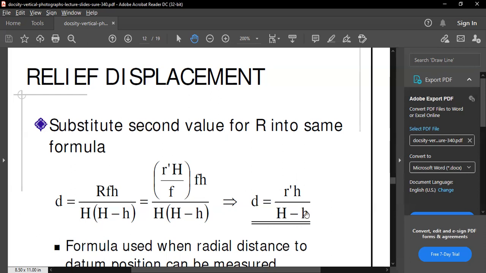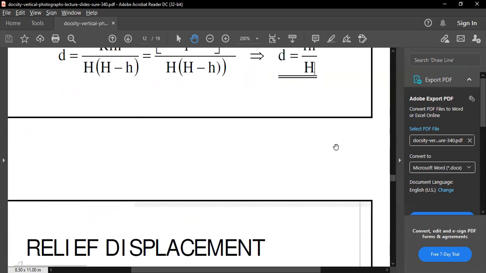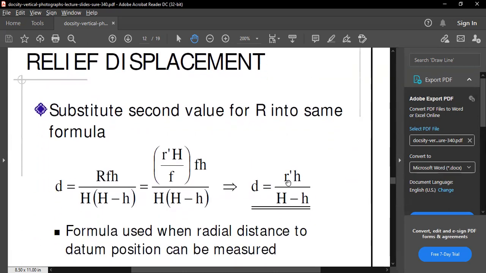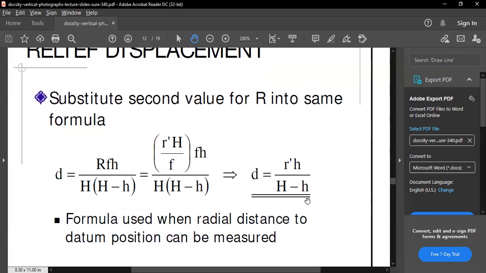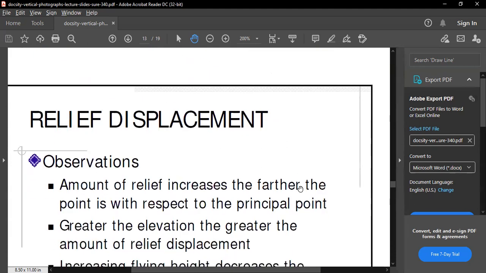So that H is what we are seeing over here. Compared to the formula on top, you can see that there's a slight difference between the two. When we use R, we don't subtract H. Meanwhile, when we introduce the R prime, then we subtract it. Okay. All right. I think I get it. Great.